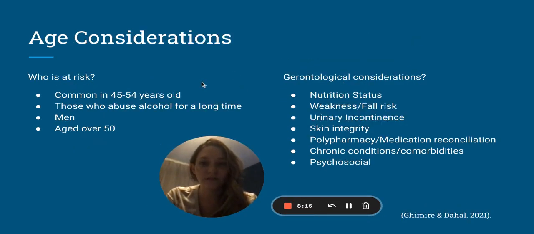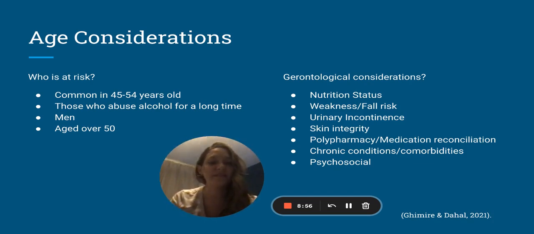So let's move on. Age considerations, most common is 45 to 54-year-old male. Alcohol abuse. Some older adult considerations: nutrition status, weakness, so they're going to be a fall risk, increased fall risk, urinary incontinence. You want to make sure of that skin integrity, because they're going to already have that nutritional status. They're going to have low albumin, which is putting them at more risk for skin pressure ulcers.